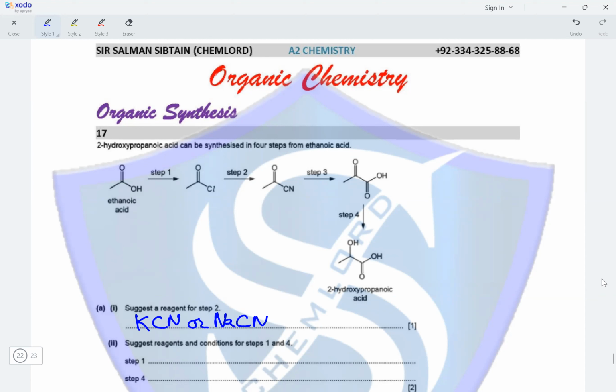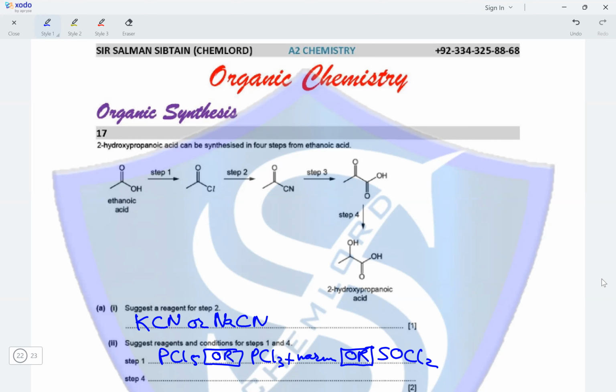Step 1, the reagent is PCl5, or it could be PCl3 plus warm, or it could be SOCl2. Any one of these reagents and conditions will produce the product of step 1.